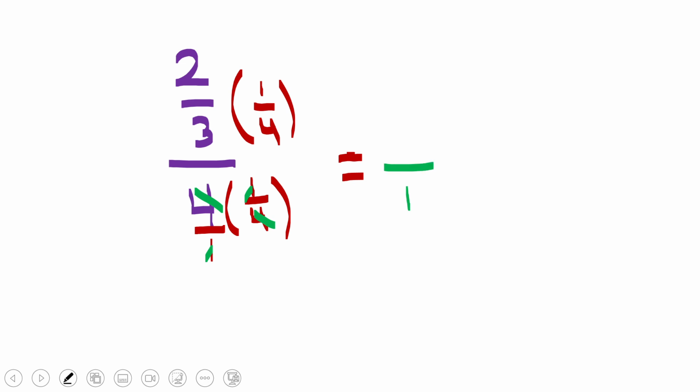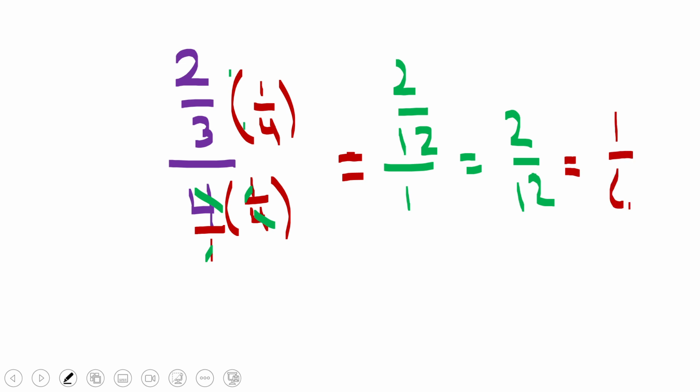Now we're going to go up here and work. 2 times 1 is 2. 3 times 4 is 12. Okay, this is going to be equal to 2/12 when we drop the 1 off the denominator, which is then equal to 1/6 in simplified fraction form.